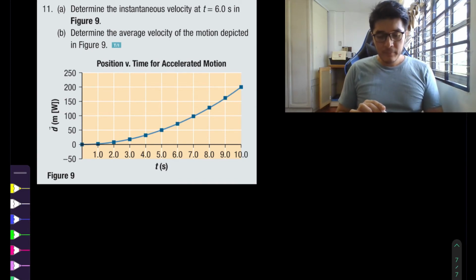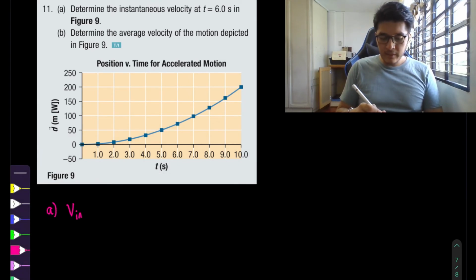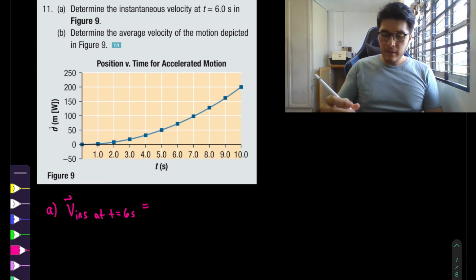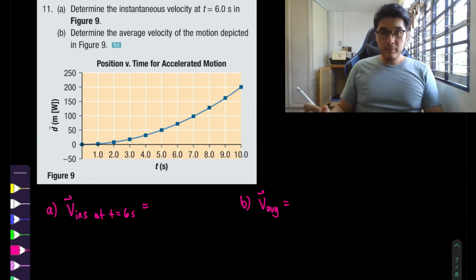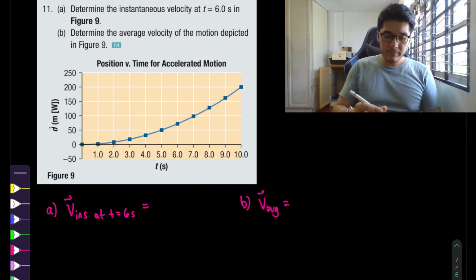Question 11, determine the instantaneous velocity at 6 seconds and then determine the average velocity of the motion depicted. So they're asking for two things. The first one is v_inst, which is instantaneous velocity at 6 seconds. And then they are asking in part B for the average velocity. Now, let's look at what type of graph they're giving us. We have a position versus time.